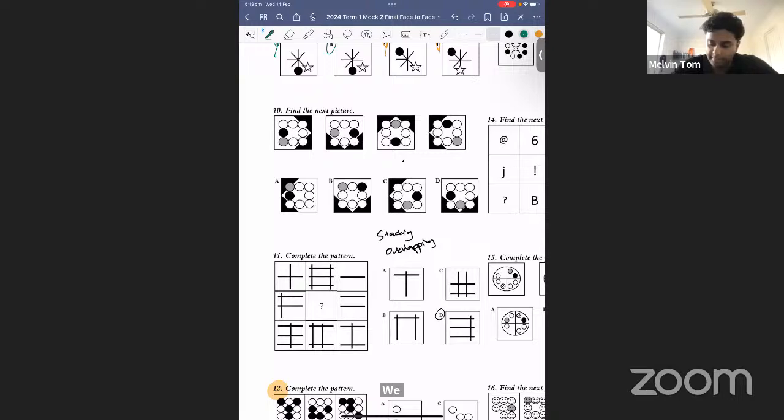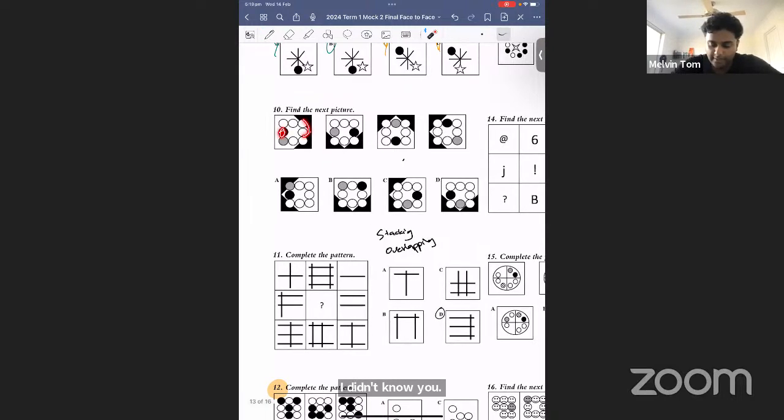Okay, awesome. Question number 10, we have three different features, right? We have an arrow, a black circle, and a gray circle. So let's see how they're all moving.